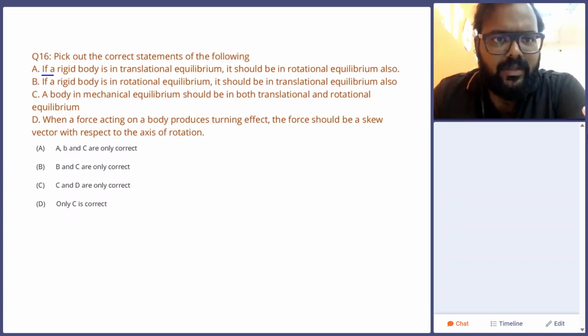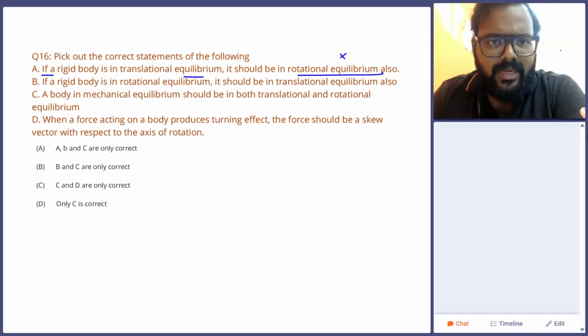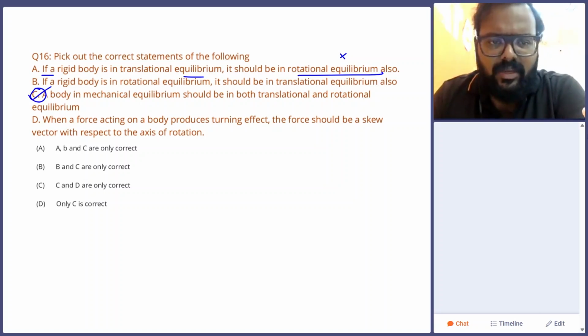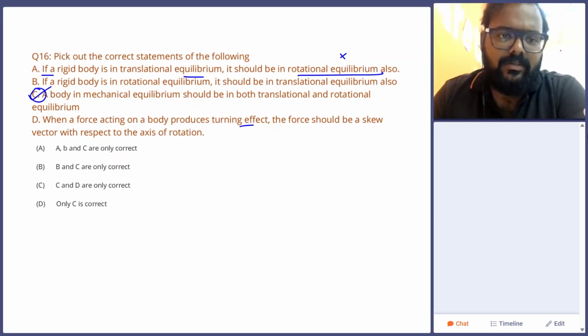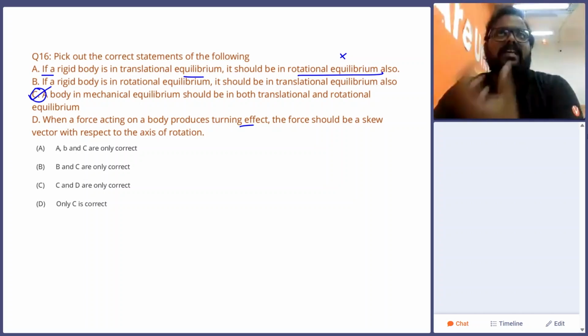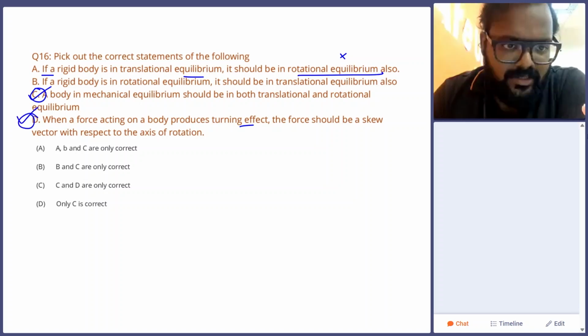Next one. If a rigid body is in translational equilibrium, it should be in rotational equilibrium? Not necessarily. If a rigid body is in rotational equilibrium, should it be in translational equilibrium? Same way, no. A body in mechanical equilibrium should be in both. Yes, this is right. When a force acting on a body produces a turning effect, the force should be a skew vector. Skew means it's not passing through the axis. That's it. A skew vector has a cross product about the origin. So yeah, this is right. So the answer is C and D.